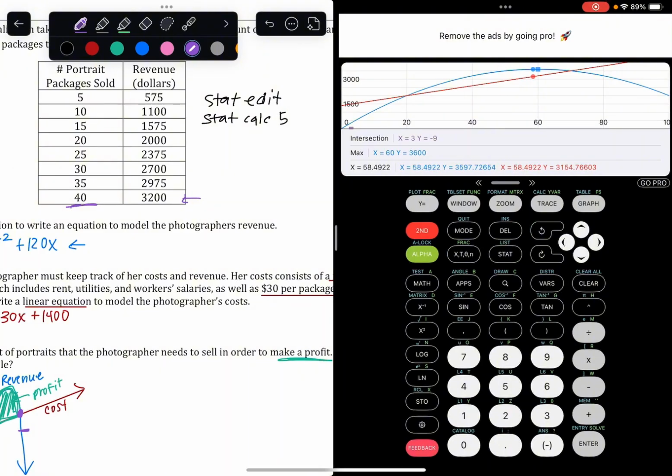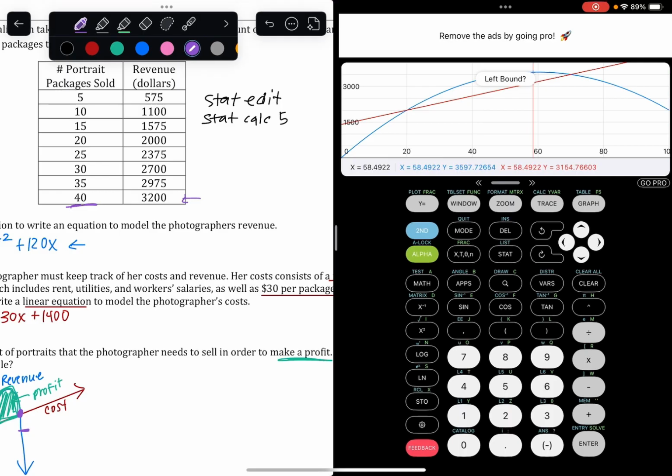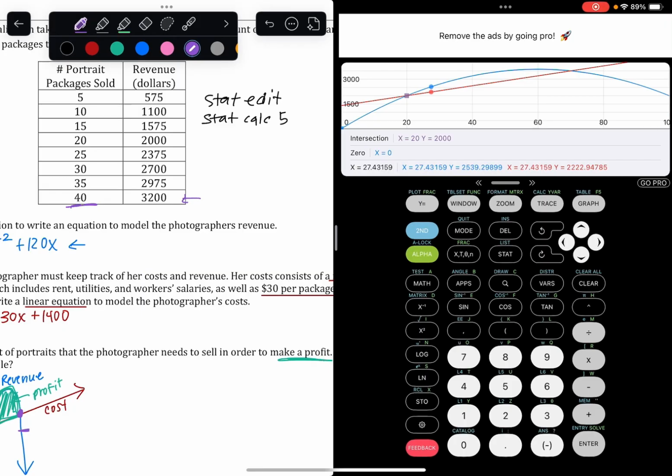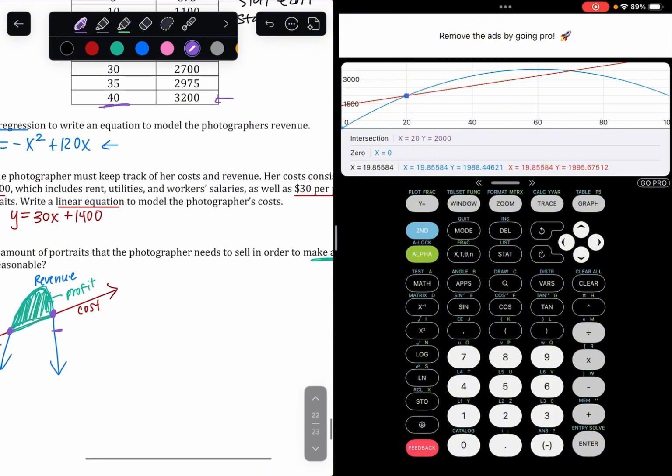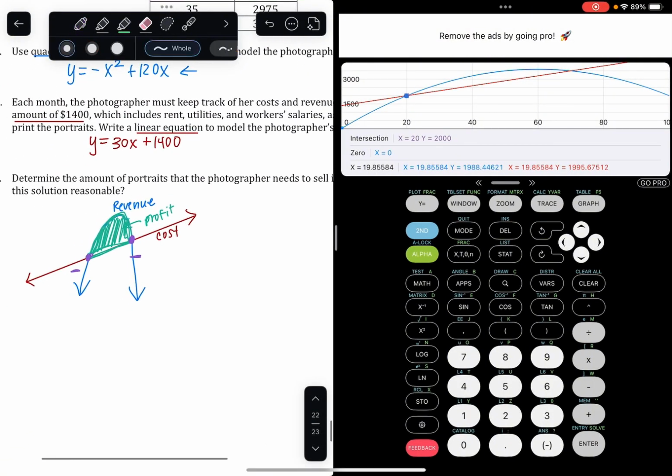So now when I do second trace 5, for my left bound, I'm gonna move the cursor to the left of my first intersection point. So just using the left arrow. Press enter. Move to the right of your intersection point. Press enter. And then your calculator will tell you to guess. So just get close to it and guess. And so for me, it says 22,000. And so this first X value is 20.